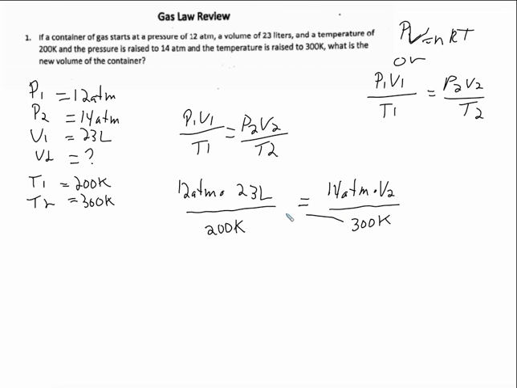Okay, so then you cross multiply. The 300 goes up here, and the 14 atmospheres goes down there. And then you solve for V2, and you should end up getting on your calculator that V2 equals 29.5 liters. If you wanted to round it to 2 significant digits, then it would be about 30 liters. All right, let's try another type of problem.